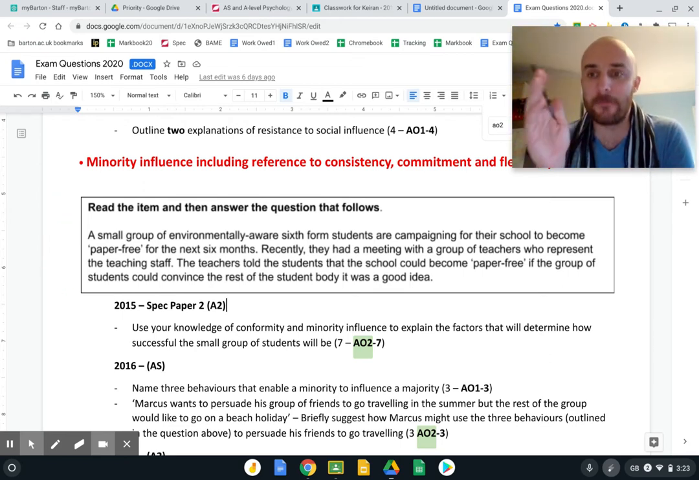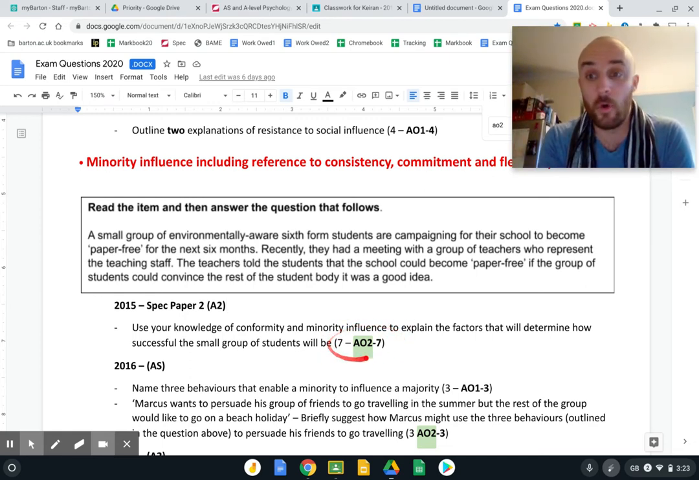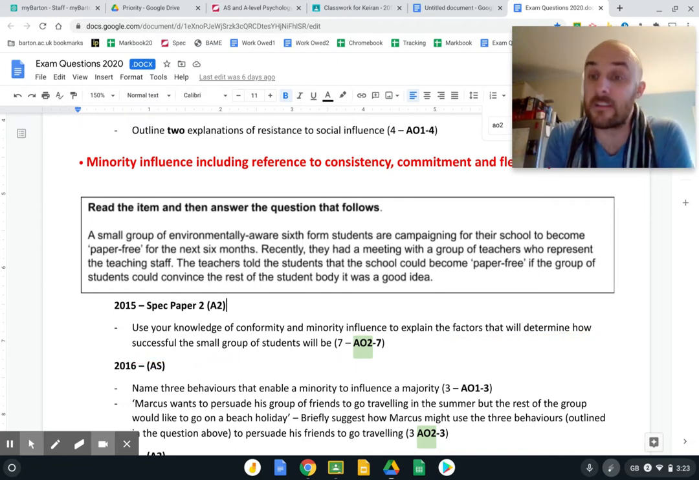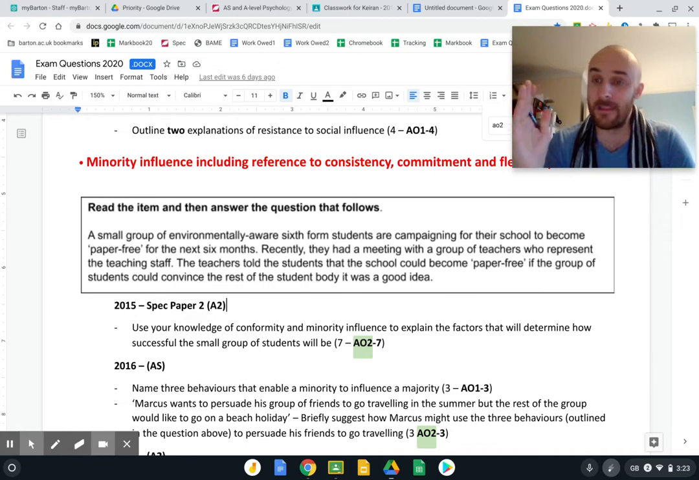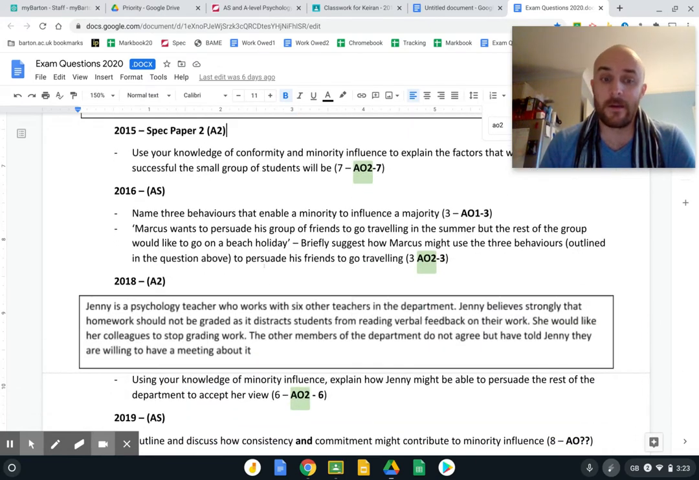You absolutely have to apply to this. AO2, 7 marks. All 7 marks go towards AO2. The question: use your knowledge of conformity and minority influence to explain the factors that will determine how successful the small group will be. Now, the factors are obviously consistency, commitment, flexibility. If you just outline, if you just describe commitment, consistency, flexibility, you get absolutely nothing.